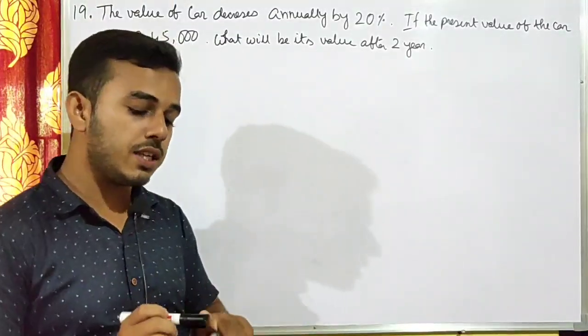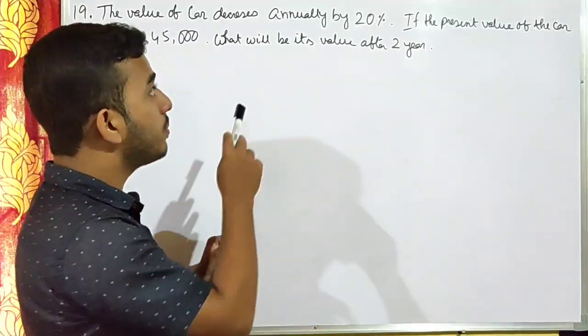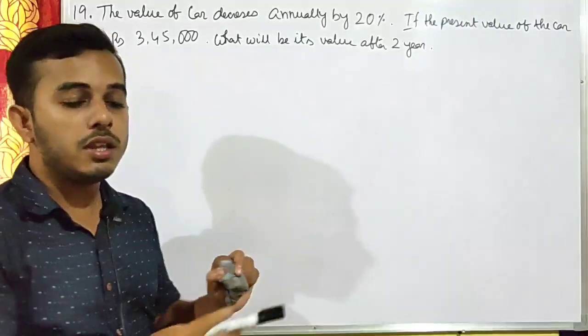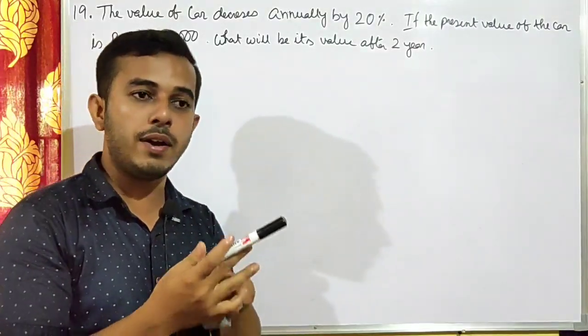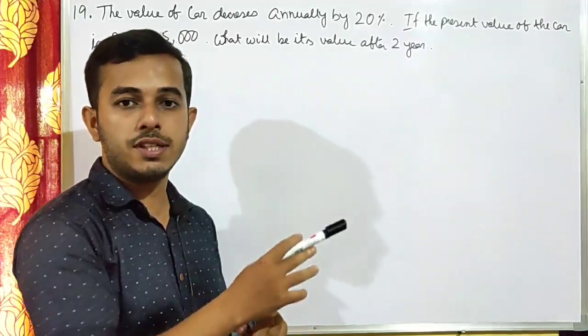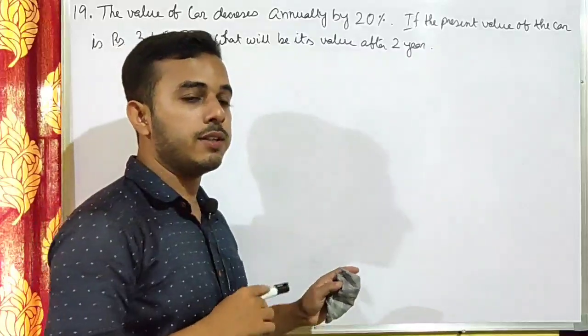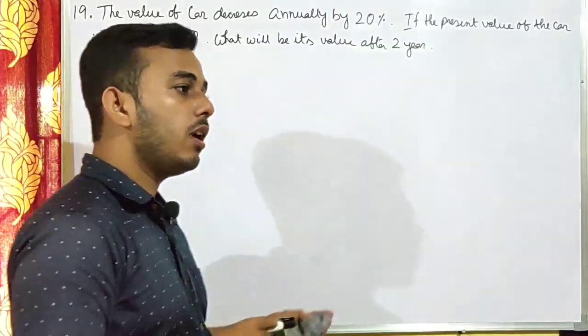The value of the car is decreasing by 20%. So in the first year it will decrease by 20%, and we'll find one answer. Then again we have to find 20% of that answer and decrease it. If you don't understand now, let's solve this and you will understand.